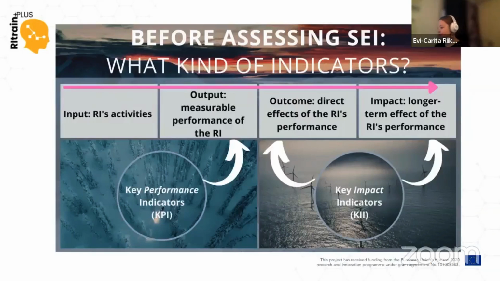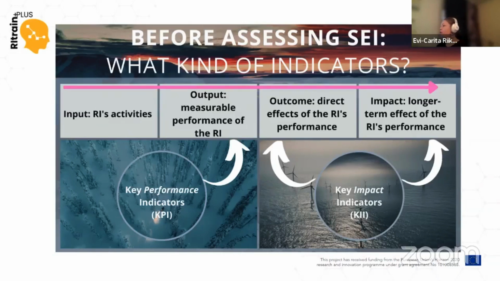And then about indicators. Now, this is where it becomes quite problematic, of course. We saw that the RIs had different themes under which they had very different indicators. If you think about the RI and its activities, that is the input that the RI produces. And when it performs its activities, the output is measurable performance. It does what it's meant to do. So it produces performance. And this performance is usually measured by key performance indicators.